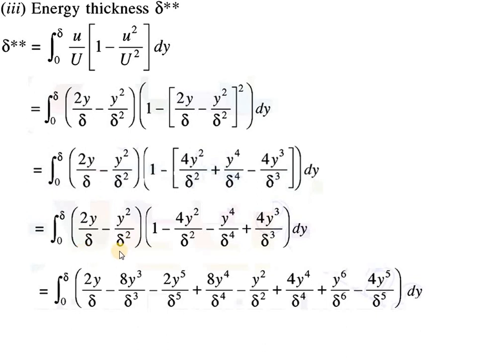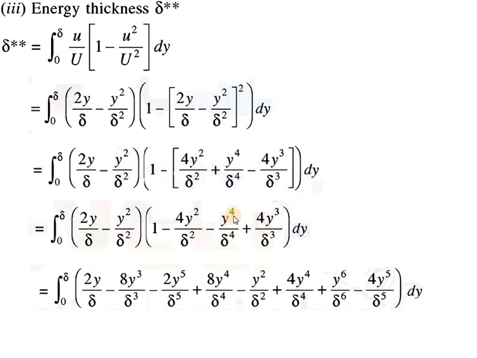So now we'll proceed with the multiplication of the second term from the first bracket with the entire second bracket. So multiplication of minus y square by delta square into 1 gives us minus y square by delta square. Then multiplication of minus y square by delta square into minus 4y square by delta square gives us 4 times y raised to 4 upon delta raised to 4 positive. So this becomes positive 4 times y raised to 4 upon delta raised to 4. Then minus y square upon delta square into minus y raised to 4 upon delta raised to 4.